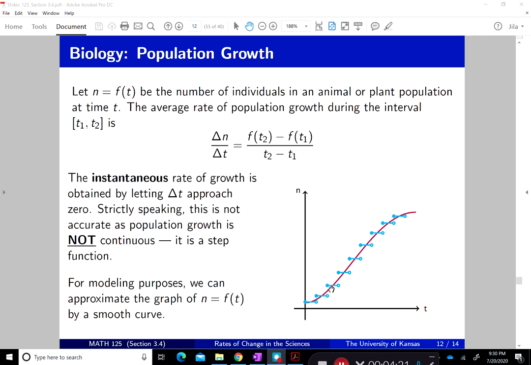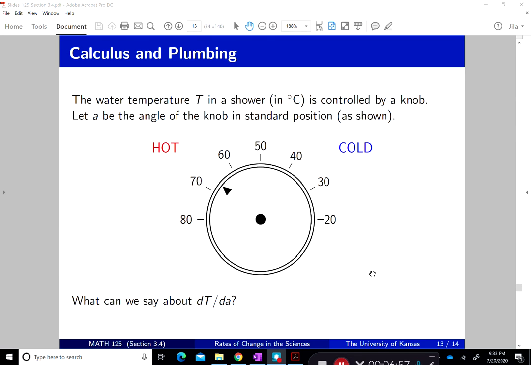But because these step functions are going to be a little closer to each other, let's say when bacteria are growing, then with a longer period of time they look like a continuous function, and we can use a continuous function model to approximate their rate of change, the instantaneous rate of change. And a little bit of calculus of plumbing.